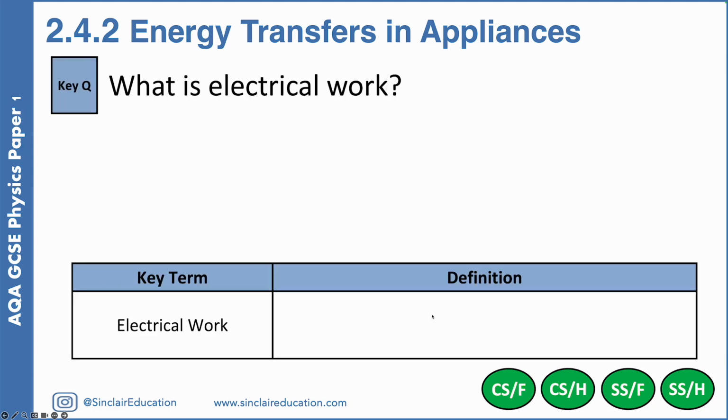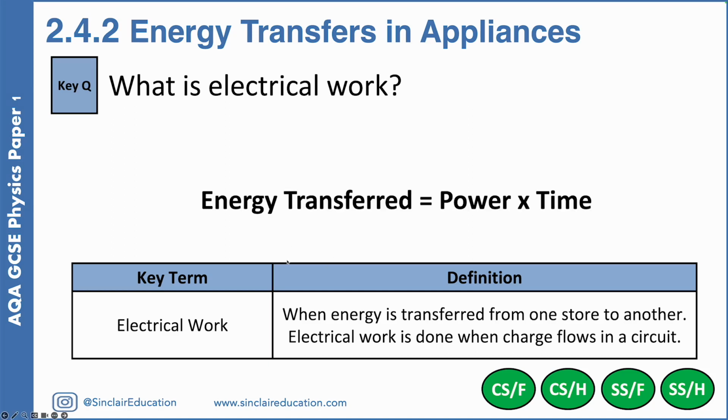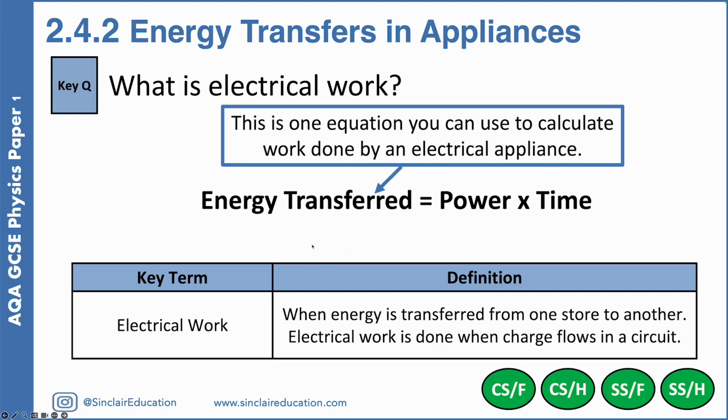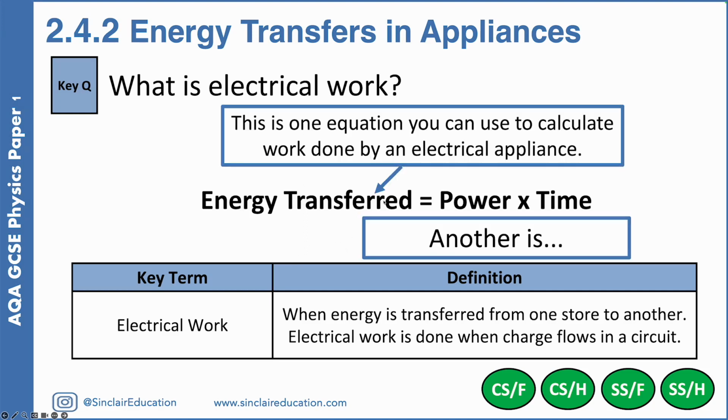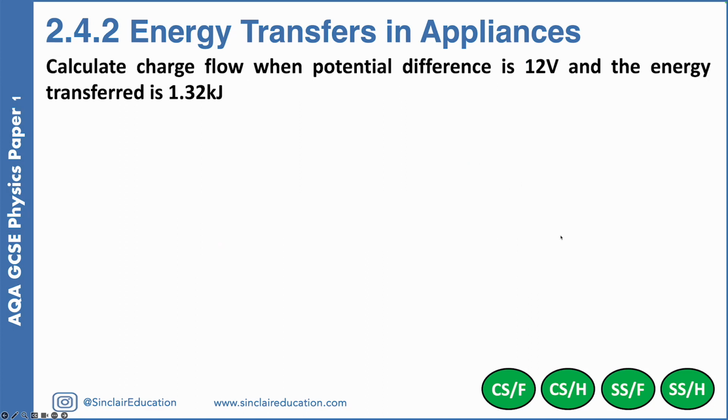Now, electrical work is when we transfer energy from one store to another, and this happens when we have charge flowing in a circuit. So we know that energy transferred equals power times time. So that's one equation that we could use for this, but also we could use energy transferred is equal to charge flow times potential difference. So there's quite a lot of electricity equations that could come up. Again, we've got our energy transferred in joules, and this is now down to our charge flow in coulombs times potential difference in volts.